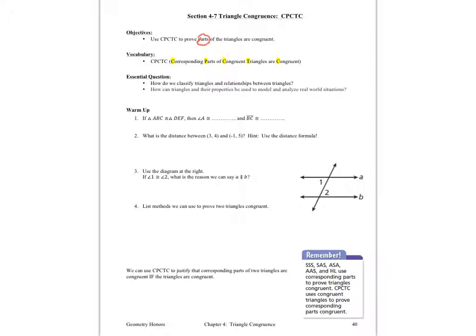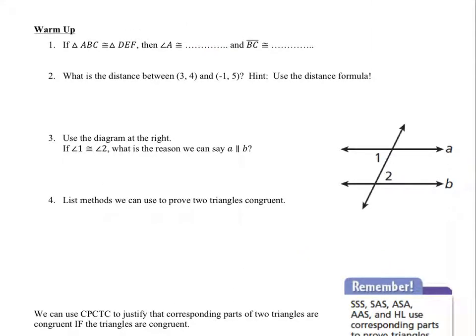Let's take a look at our warm-up. Question number 1 says, if triangle ABC is congruent to triangle DEF, then angle A, which is this one, is going to be congruent to angle D. We also know that segment BC is going to be congruent to segment EF. In triangle names, or any polygon names, order matters, so we need to be paying attention to the order of the letters in the name of the polygon.